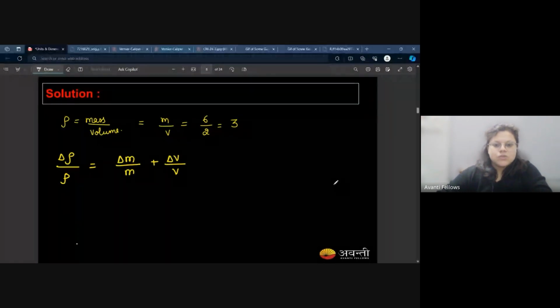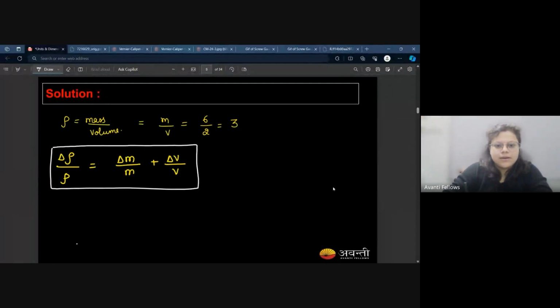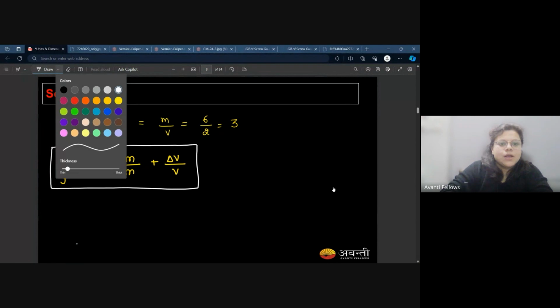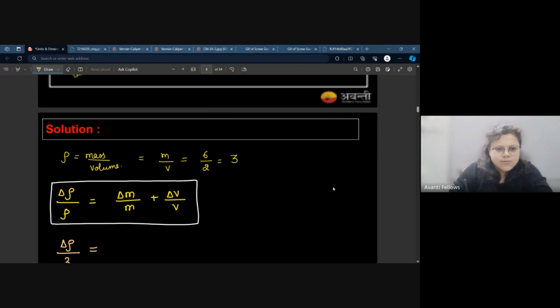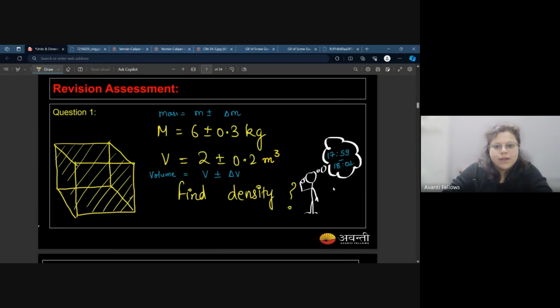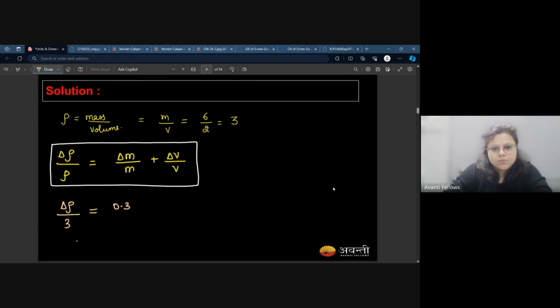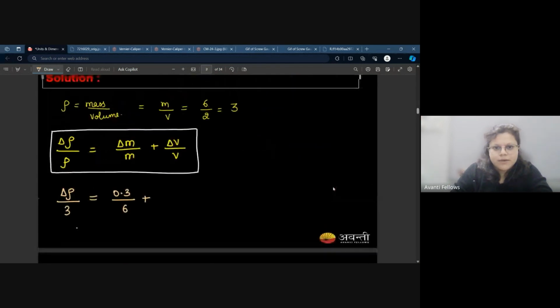Okay, let's start. So what I'm saying is that if I want to calculate the relative error, or the error in the density, I have to do this, right? Yes, ma'am. Okay. Just put the values. Delta rho is something which I need to calculate, but rho is something which I just calculated. It's 3. When it comes to delta m, you just need to compare it. So delta m would be 0.3 and m is 6. When it comes to delta V, it would be 0.2 divided by 2, right?